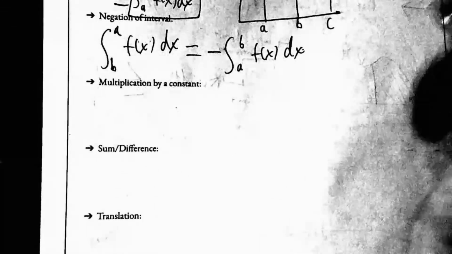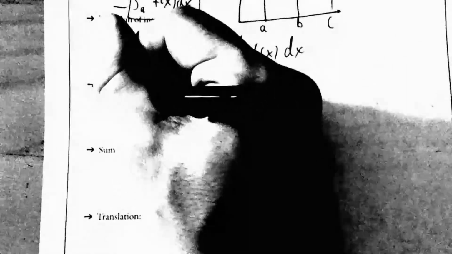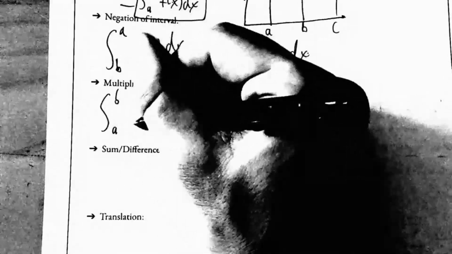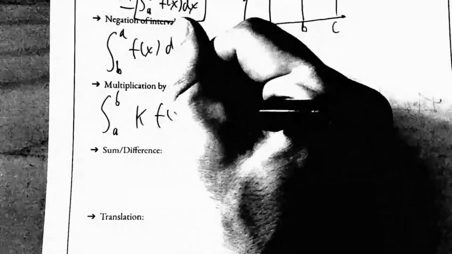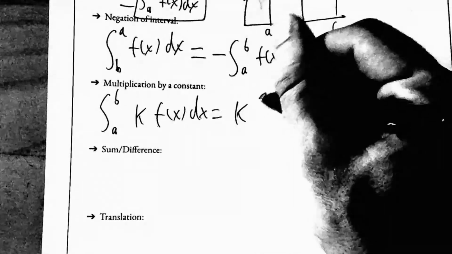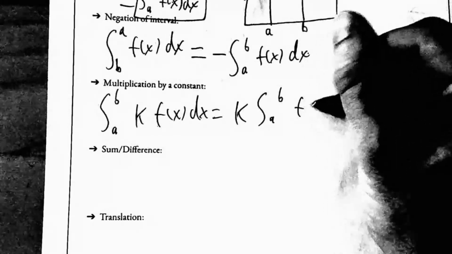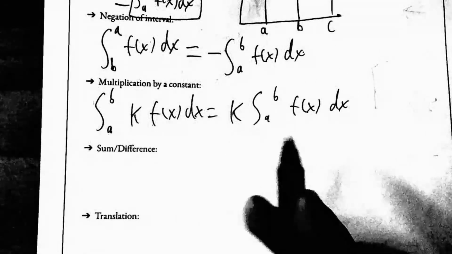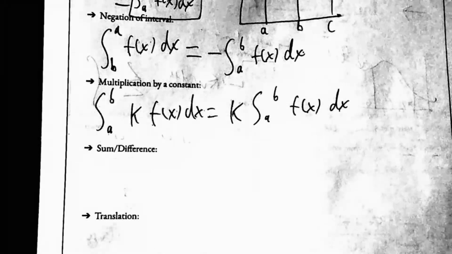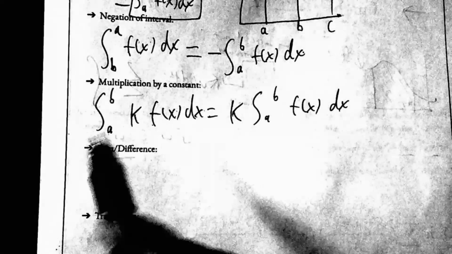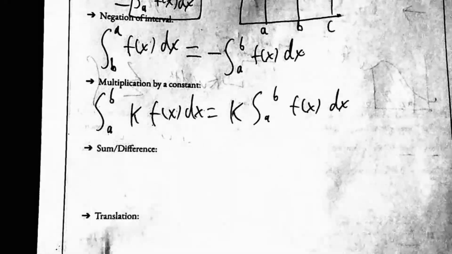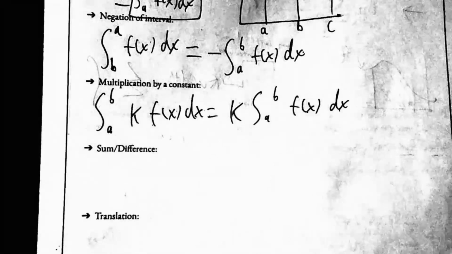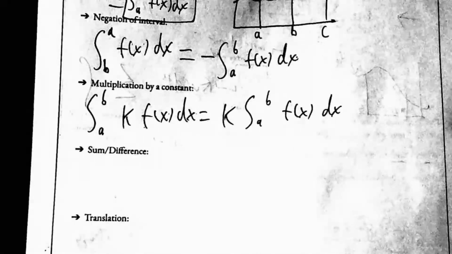Okay. Multiplication by a constant is just: integral a to b of k f of x dx is equal to k times the integral a to b of f of x dx. So essentially, if there is a constant inside multiplied by the function, we can take that out front. This is very helpful if you want to simplify integrals, just taking out a common factor and putting it out in front of the integral.